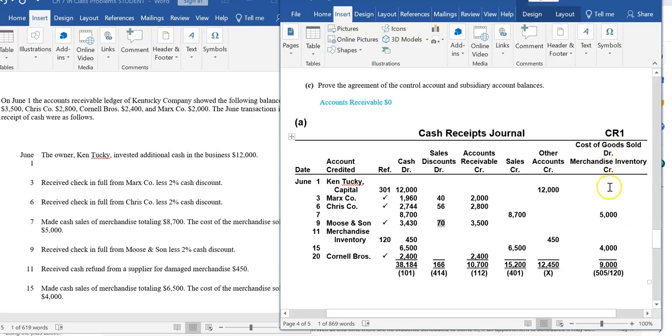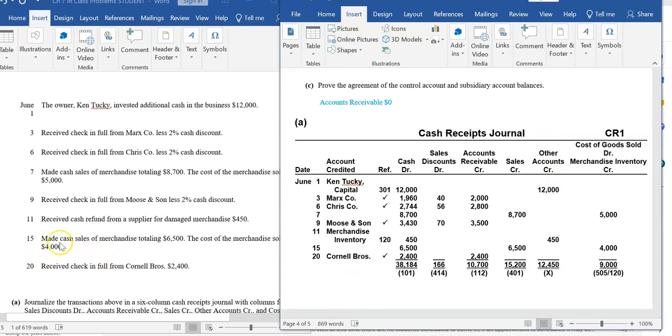We can't record it in this column because this is both a debit to cost of goods sold and credit to inventory. And because we only need to credit inventory here, we need to use this other accounts column. Here we are notating which account needs to be credited because we don't have a specific column name.